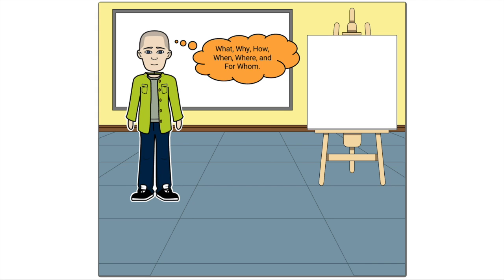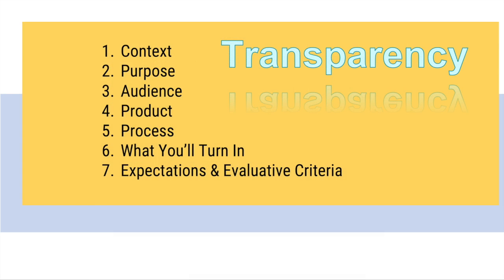Okay, transparency. It's a pretty simple concept. A transparent assignment provides students with not only what they need to do, but why, how, when, where, and for whom as well. A transparent assignment explicitly shares your reasons and thinking with students instead of them having to guess or wonder. There are 7 factors in a transparent assignment: context, purpose, audience, product, process, what you'll turn in, and expectations and evaluative criteria.